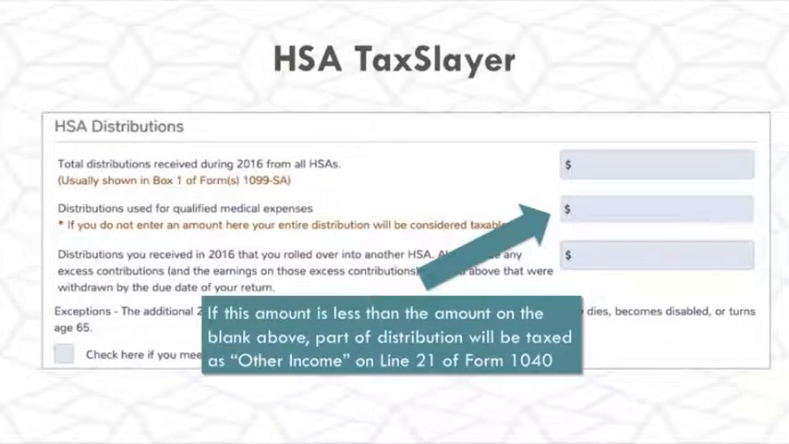Now, if that amount in the second blank is less than the amount on the first blank, that means part of the distribution will be taxed as other income and will show up on line 21 of Form 1040. So any distribution that was used towards expenses other than qualified medical expenses will be taxable income.